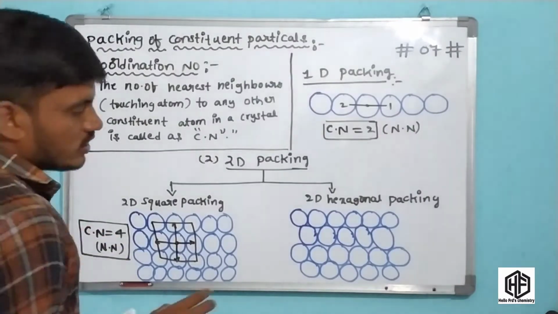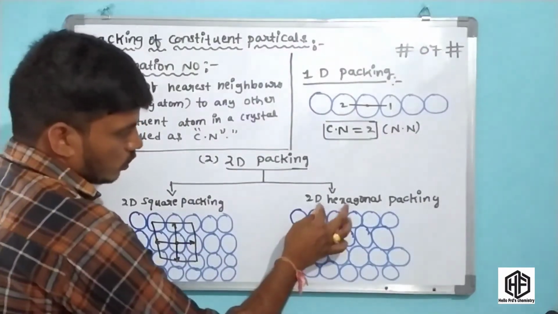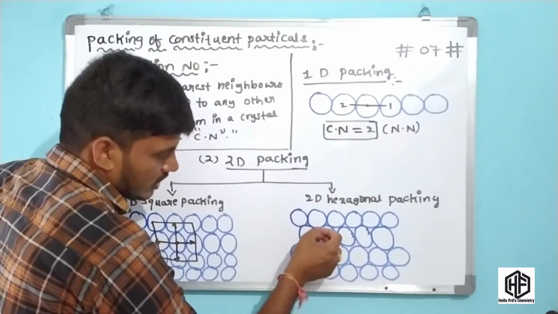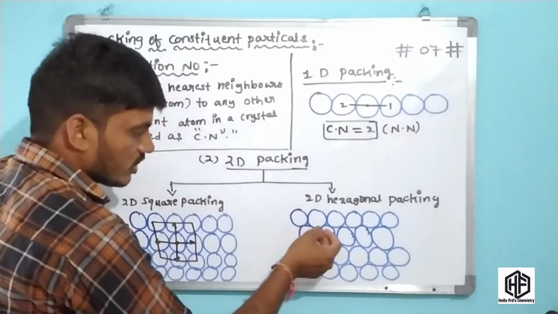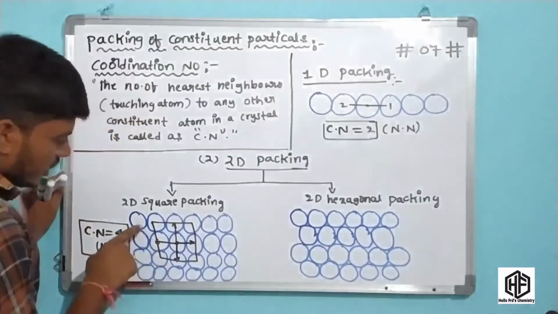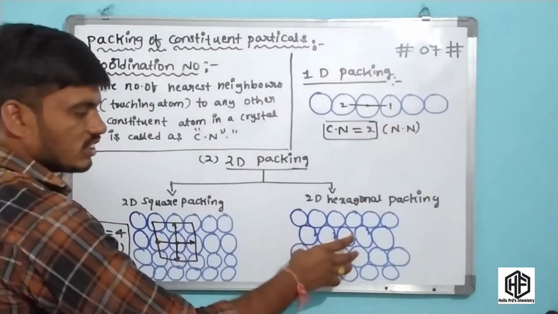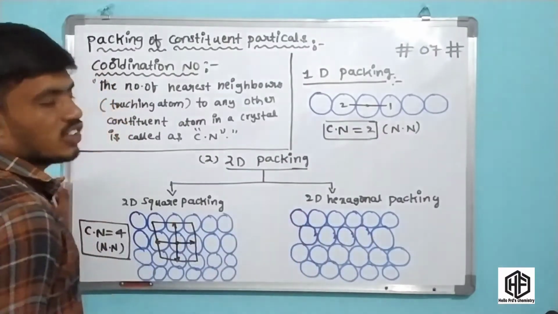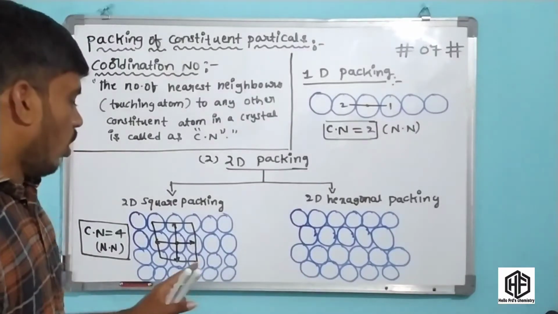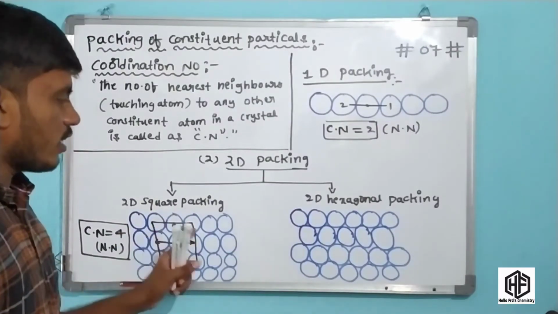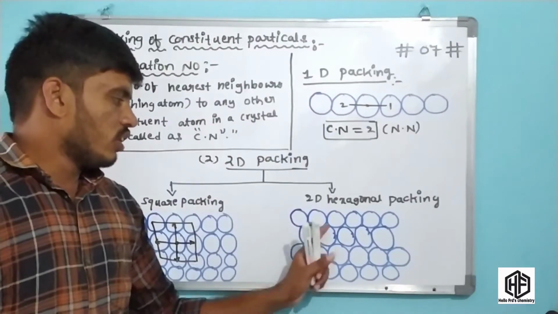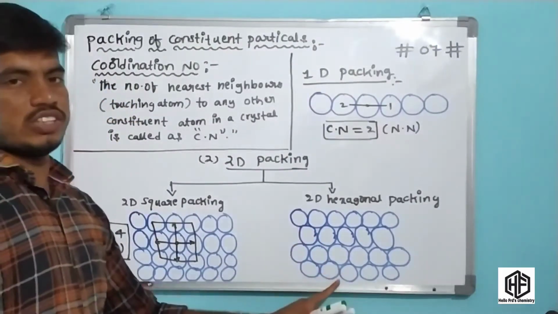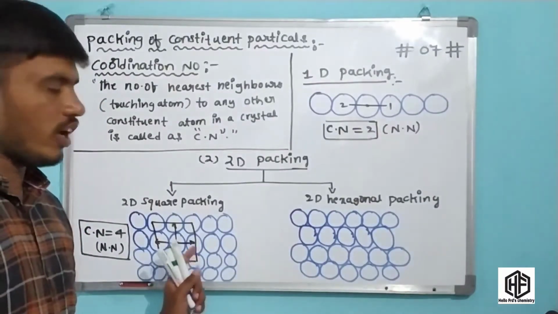Now we have to consider one more important point. In two-dimensional hexagonal packing, some empty space is present. This empty space is called a void. This void is much smaller compared to the void in square packing. It means two-dimensional hexagonal packing is more stable compared to two-dimensional square packing, because the void of hexagonal packing is very small.